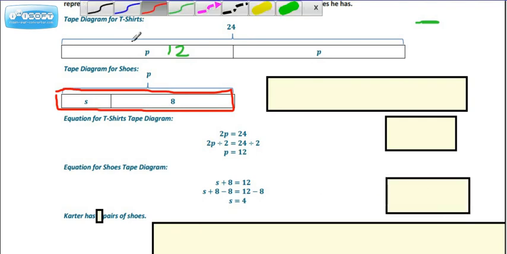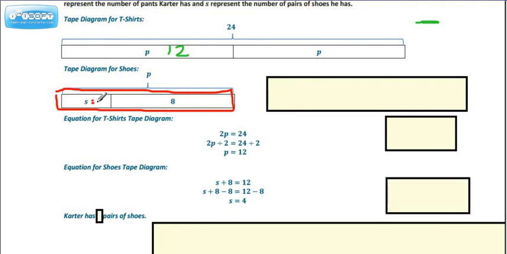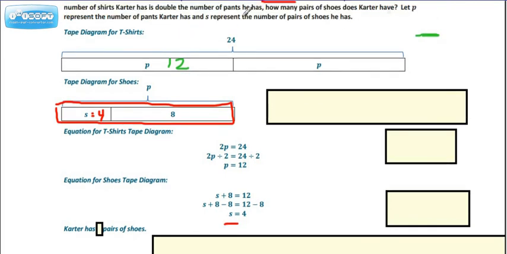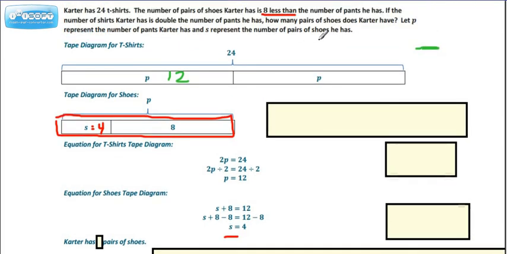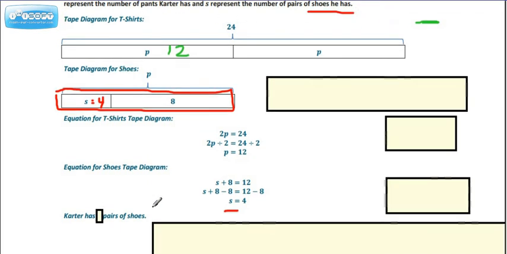So let's visualize the 4 being right here. So shoes is 4, and then we have the pants as being equal to 12. So therefore, to answer the question, because they did want to know, if we go back, it says, how many pairs of shoes does he have? So we're able to conclude that he does have 4 pairs of shoes.